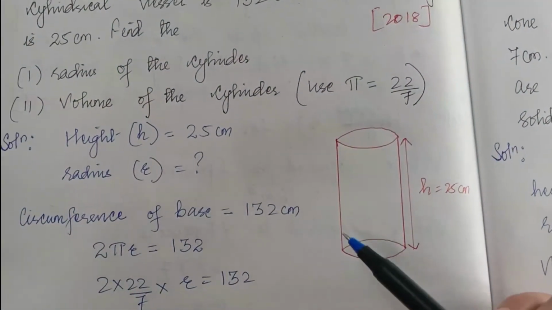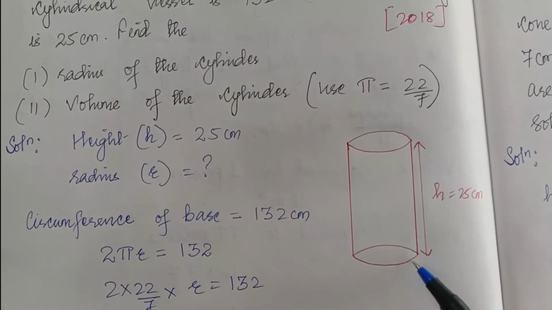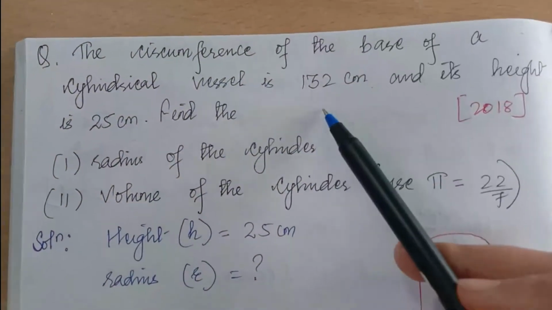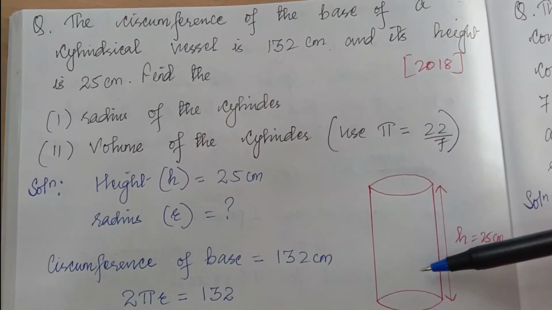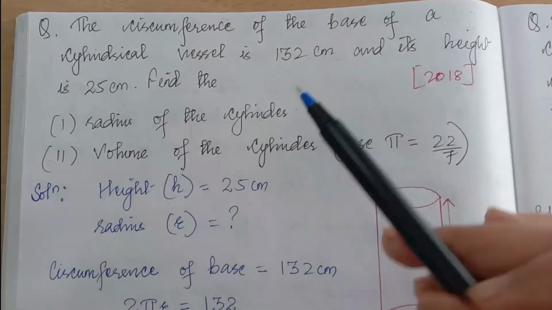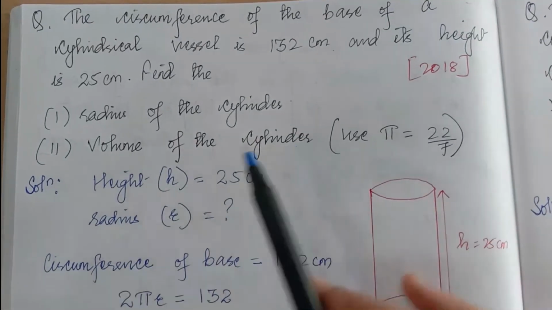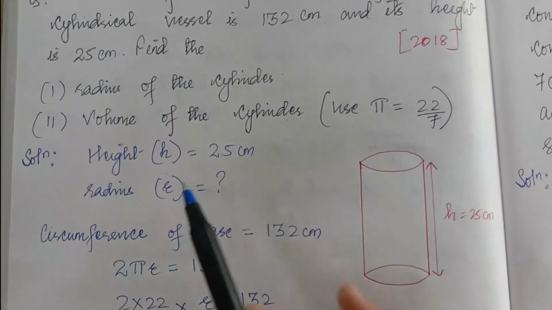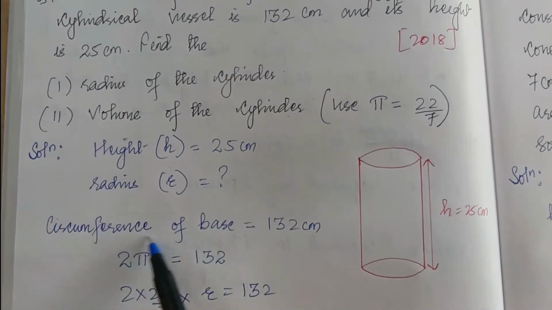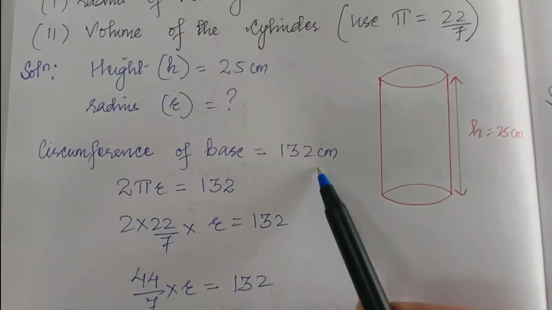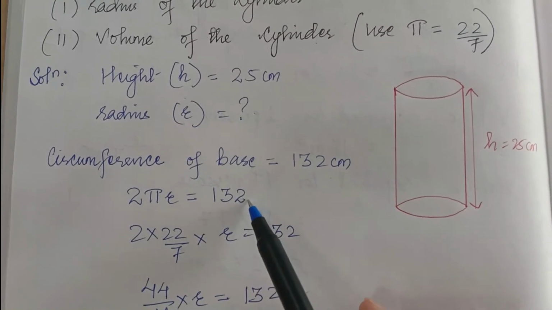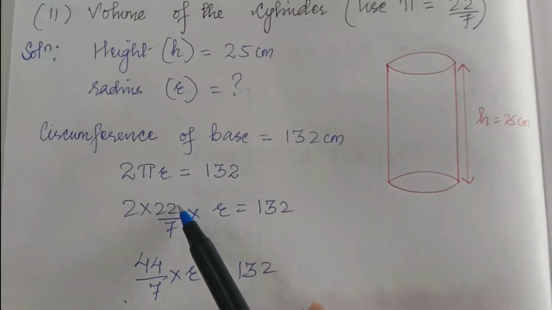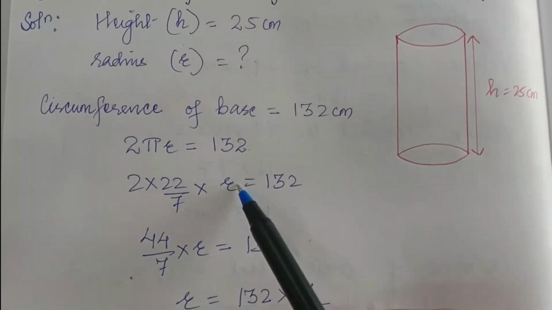This is your cylindrical vessel whose circumference of the base is given 132 centimeter and its height is given 25 centimeter. You have to find the radius of the cylinder and volume of the cylinder. So height is given 25, radius is question mark, circumference is given 132, formula is 2 pi r is equal to 132. The value of pi is 22 by 7 into r.